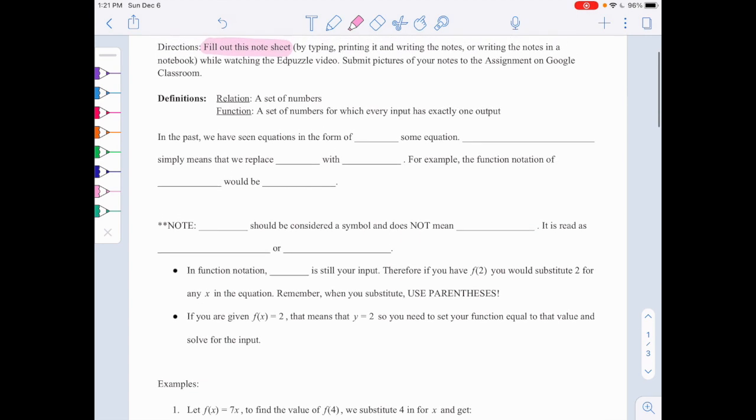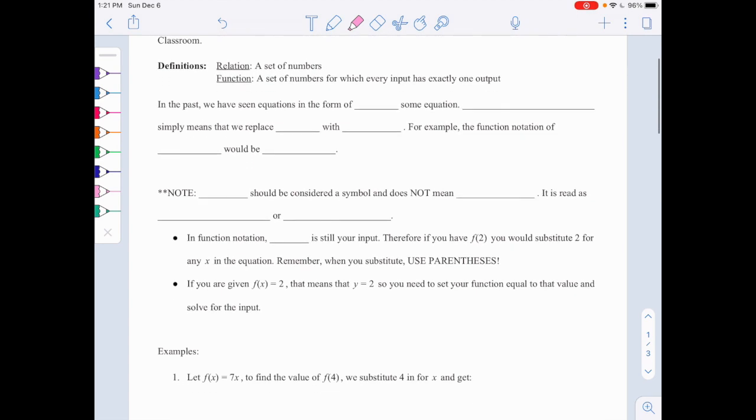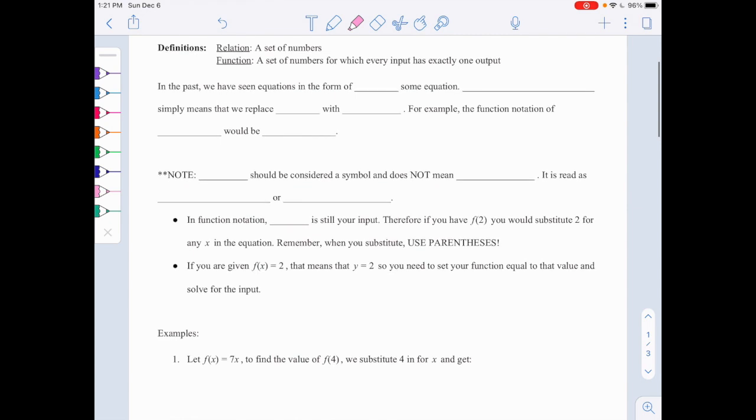We have some definitions here. I just recalled the definition of a relation, which is just a set of numbers. And more specifically, a function is a set of numbers for which every input has exactly one output. So for functions, we have no repeating x values. So we talk about the vertical line test and things like that.